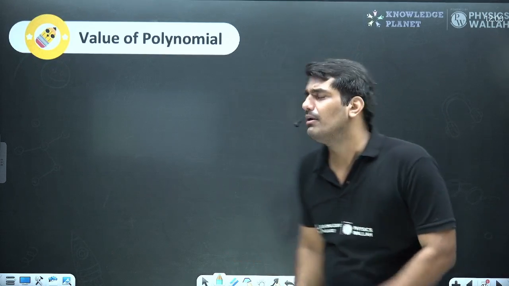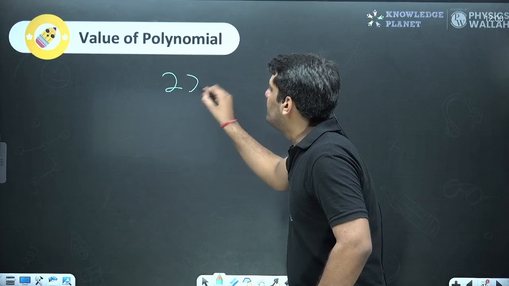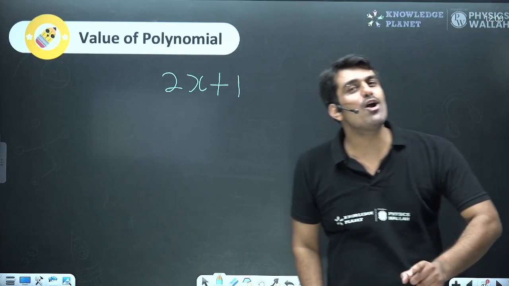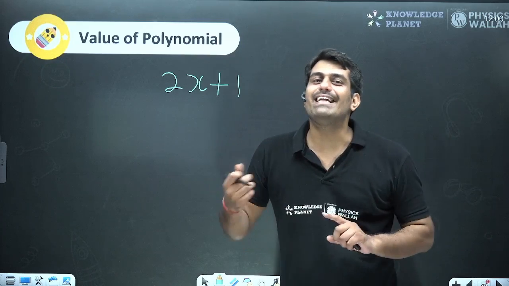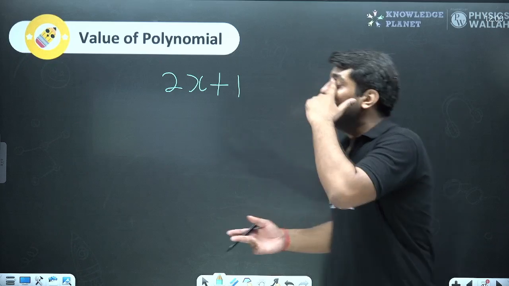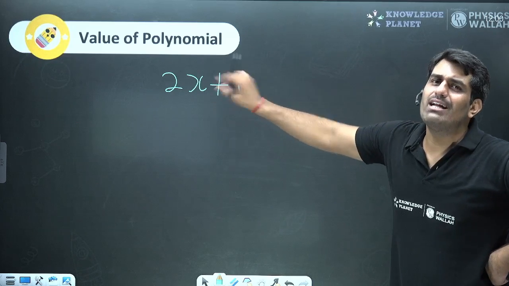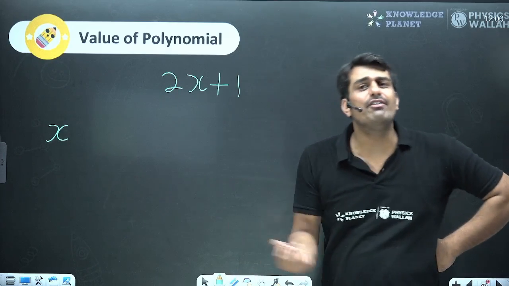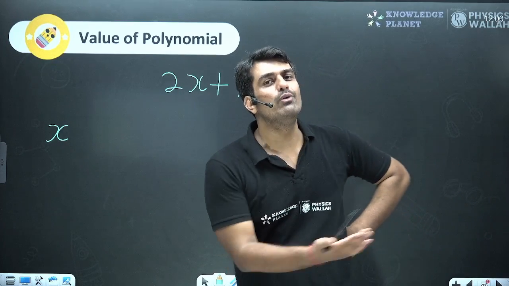Value of polynomial. If I write the expression 2x plus 1, it's a polynomial, right? An obvious thing we have already learned. If you are still not able to give me this answer, you need to pause the video and go back to understand what polynomials are. In this case, the value of a polynomial, what does that mean? I told you x is a variable. So x is a variable. It can have different values. It can have 1, it can have 2, it can have 3.